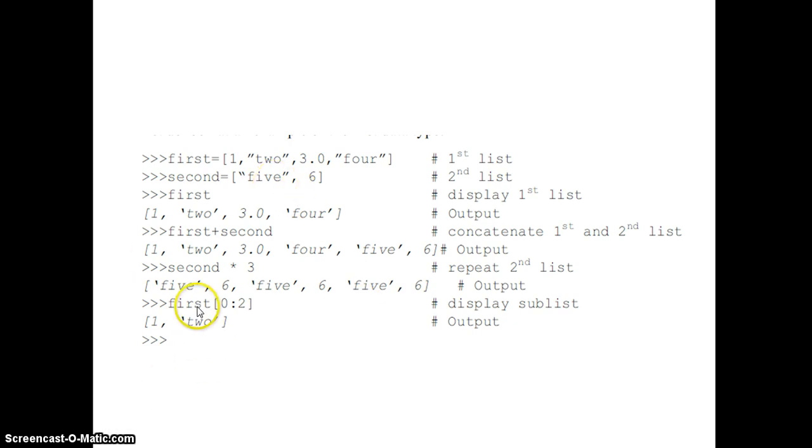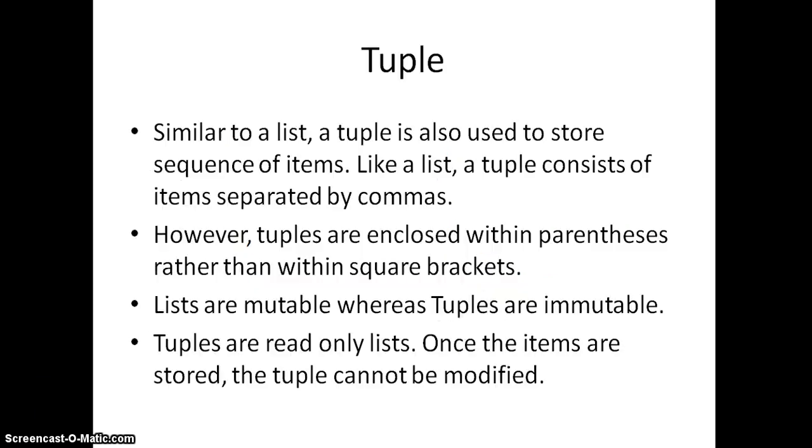Next, display a sublist. First of 0:2, so 0 and 1. What are the items at 0 and 1? 1, 2. So 1, 2 will be displayed. So three different operators can be used in a list also: concatenation, repetition and slicing operator.